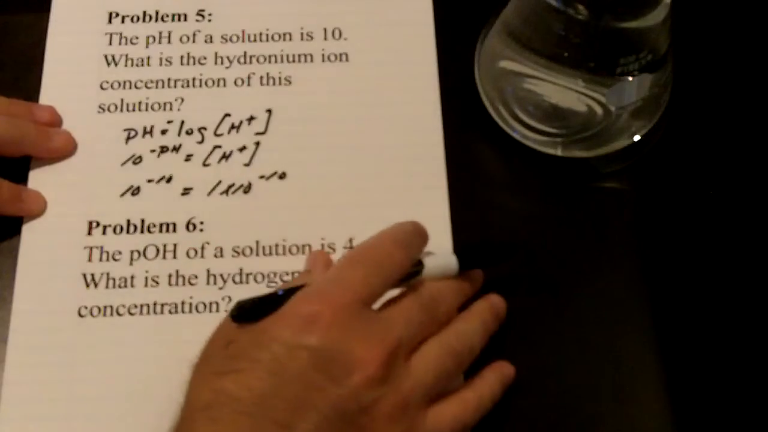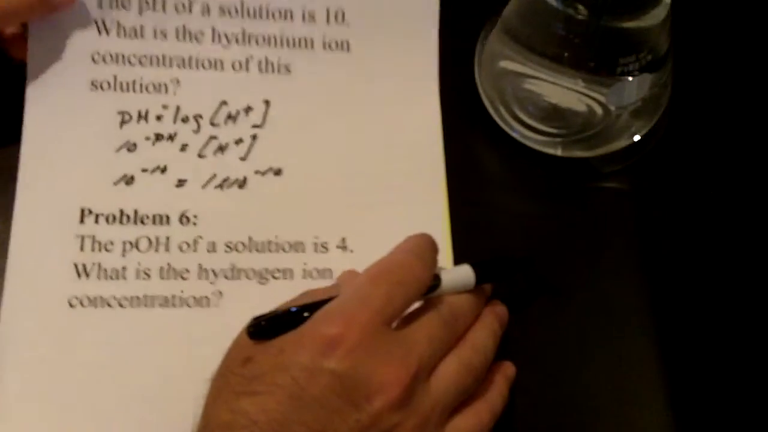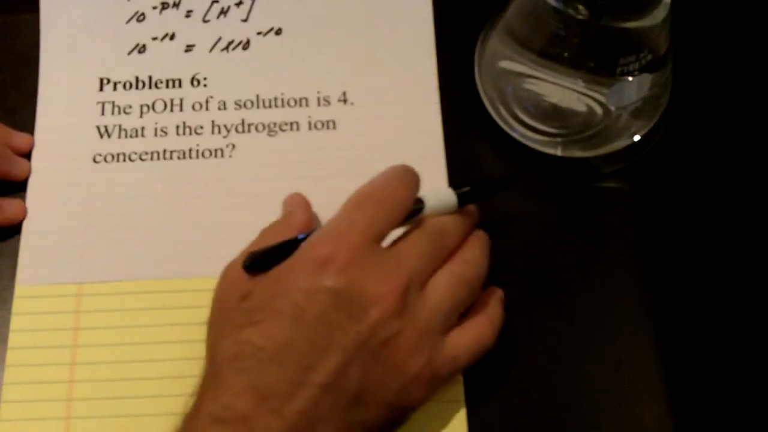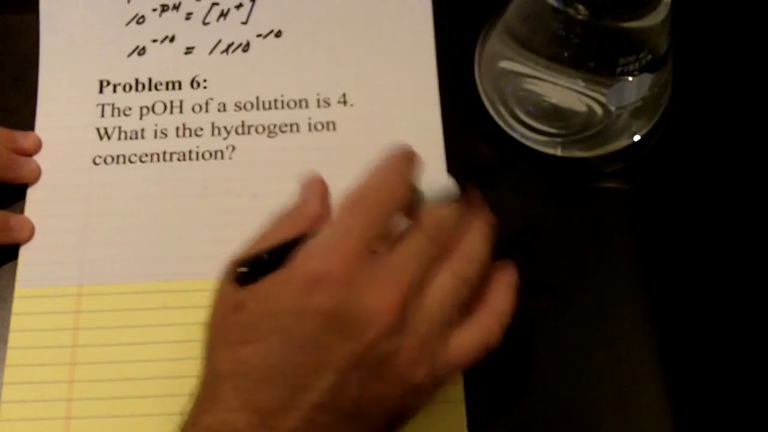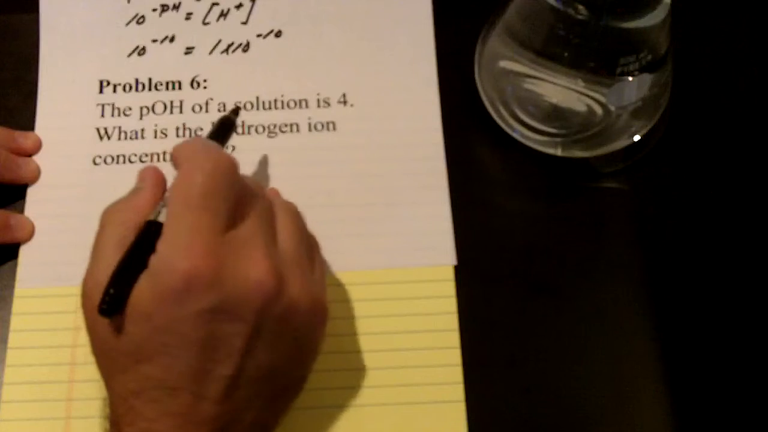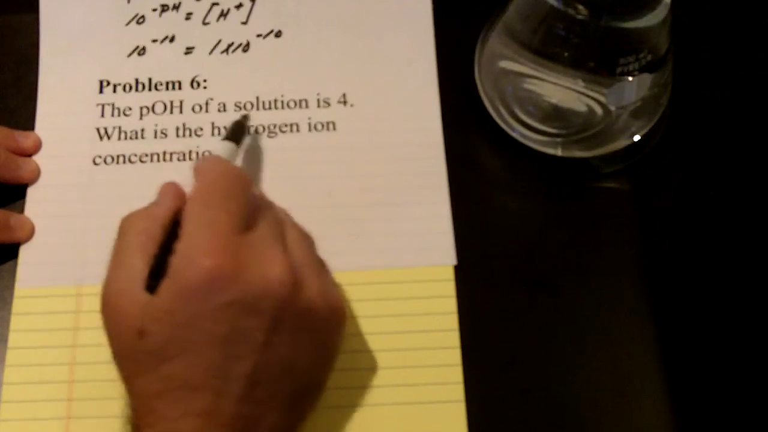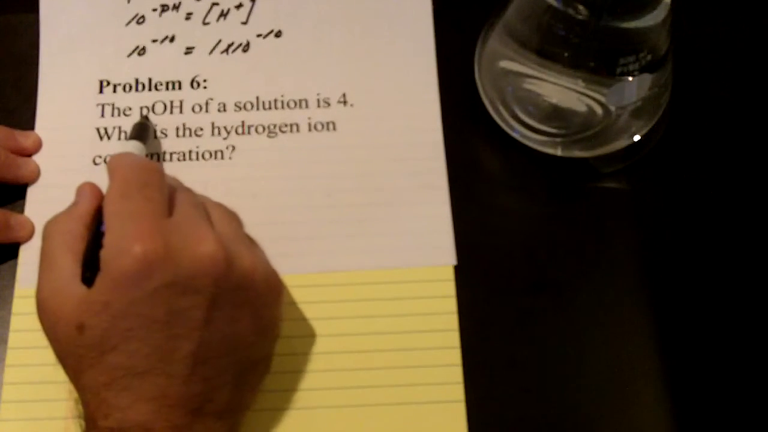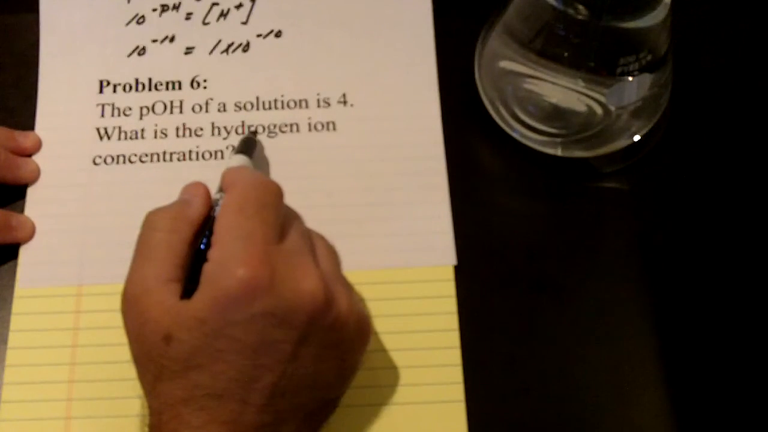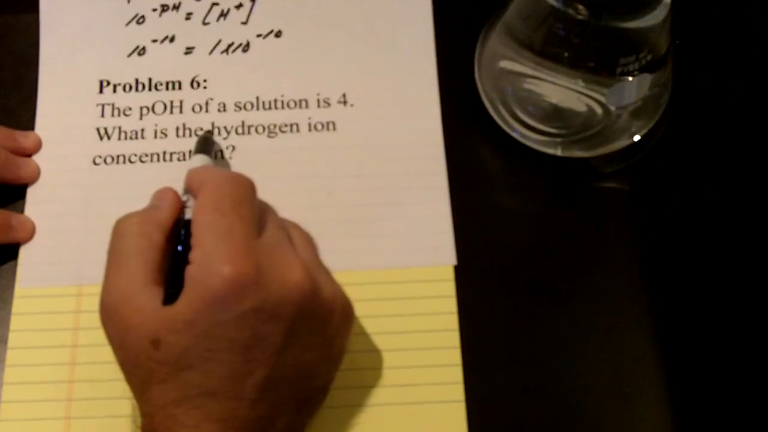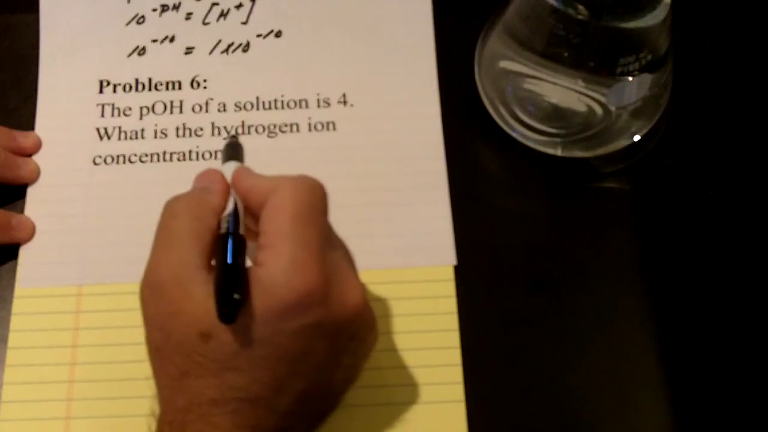All right, last problem. Let's take a look at this one right here. Problem number 6 says the pOH of a solution is 4. What is the hydrogen ion concentration? Now again, you have to be able to move easily between pH, pOH, hydrogen ion concentration, and hydroxide ion concentration. There are a couple of different ways to work this problem. You'll arrive at the same answer no matter how you do it.